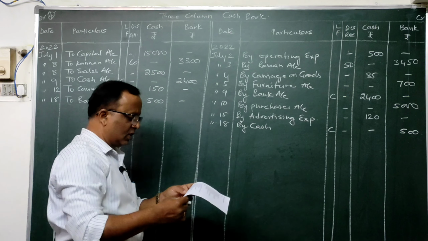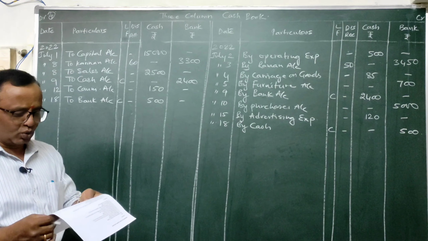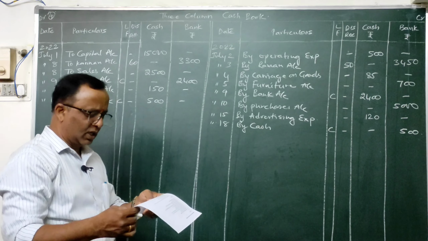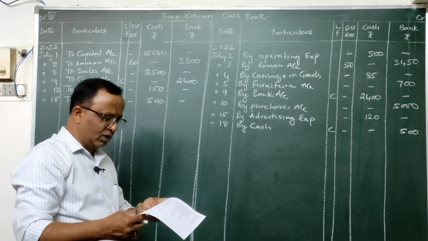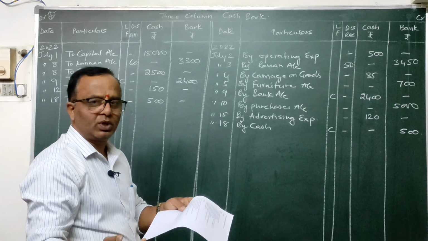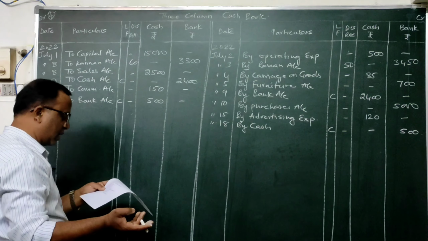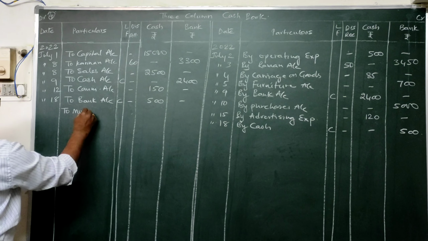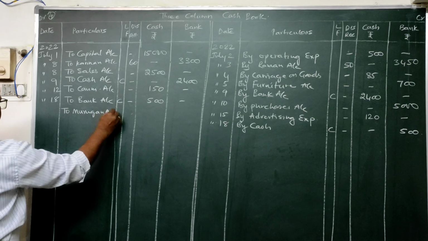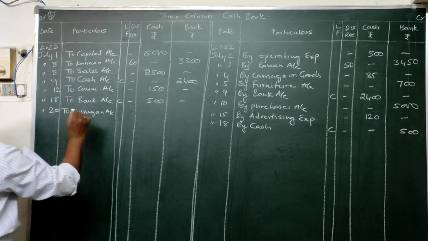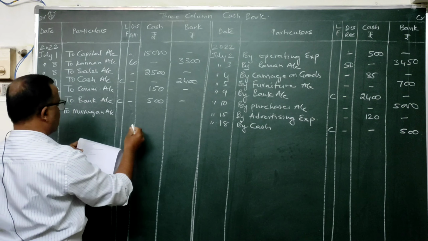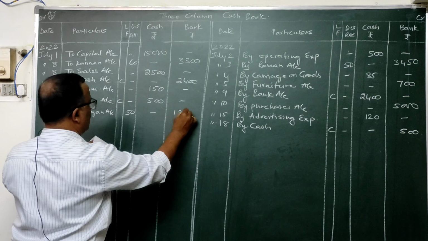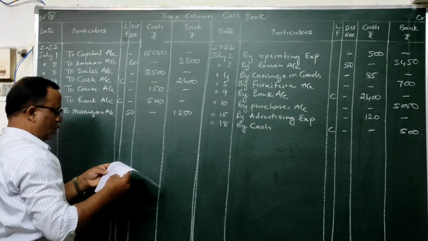Okay. Then received check from Murugan 1,250. Discount allowed 50. So if you see the remaining transactions, nowhere he said anything about Murugan's check. It means on the same day it is deposited into bank. So your entry will be bank account debtor, discount allowed account debtor to Murugan account. So the date will be 20. So discount allowed is 50, whereas in the bank column 1250.